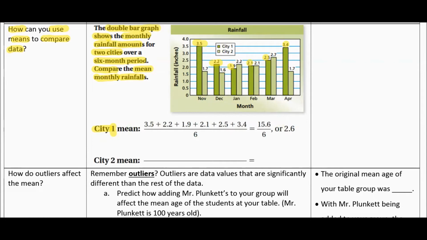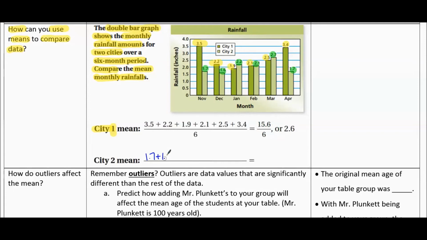Now we're going to do the same thing with city 2. City 2 is this lighter color: 1.7, 1.6, 2.2, 2.1, 2.7, 1.7. Based on what I'm seeing, I think the mean's going to be less for the second city, but we'll just have to find out. First step in finding the mean, find the sum. I'm going to find the sum of that data.